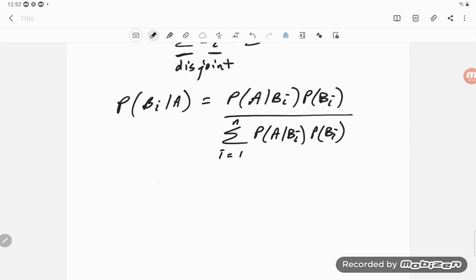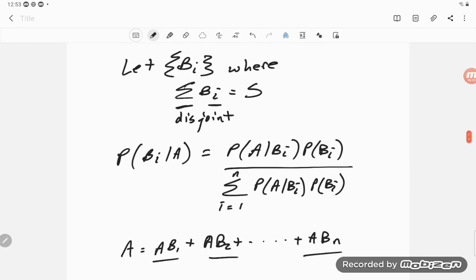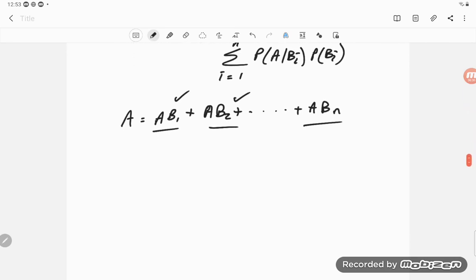And all that was happening there was we took A and we said, well, A I can write as the intersection with B1, A with B2, and then up to A with Bn. So I can write A as this union of disjoint sets by using the different B i's. And so for any one of them, if I want to look at B1 or B2 or whatever, I can set up Bayes' theorem this way. So that's a really nifty thing with Bayes' theorem.